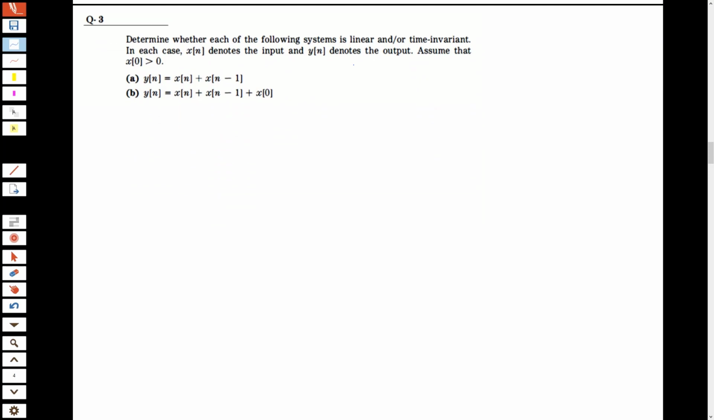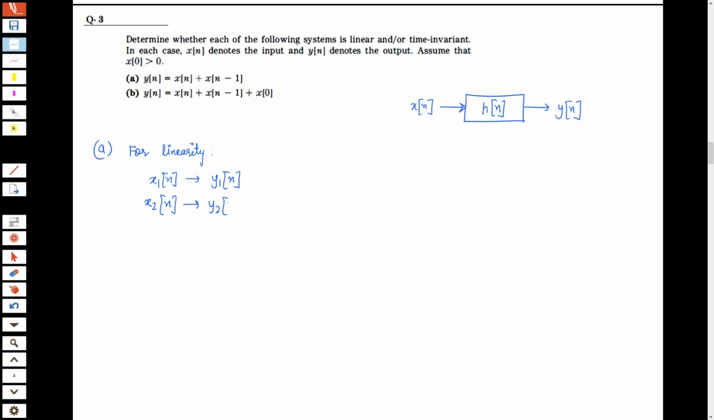Determine whether each of the following systems is linear and/or time invariant. In each case, x[n] denotes an input and y[n] is the output. Assume x[0] is greater than 0. Like I said, if x1[n] gives y1[n] and x2[n] gives y2[n] in any system, then for an input alpha times x1[n] plus some constant beta times x2[n], it should have given the output alpha y1[n] plus beta y2[n].